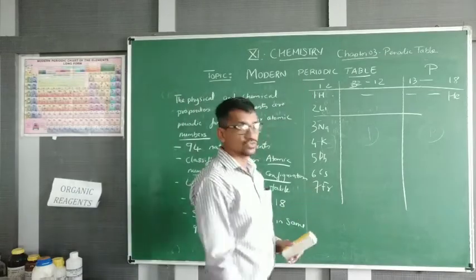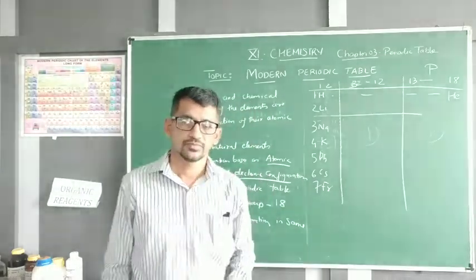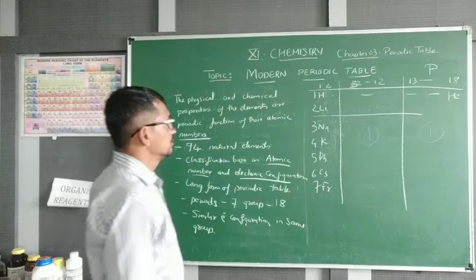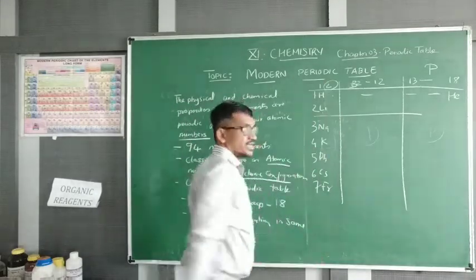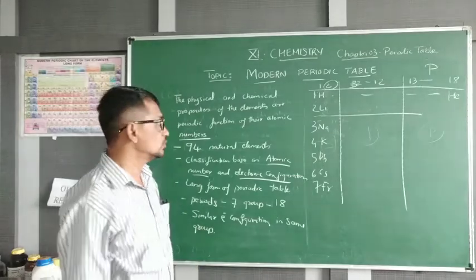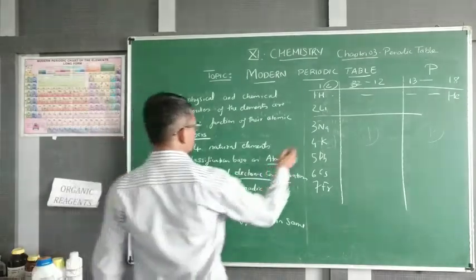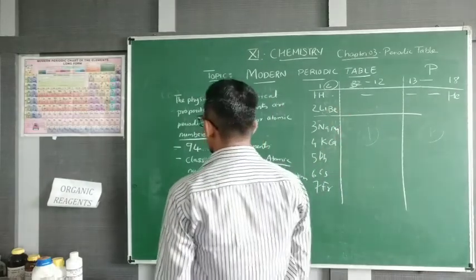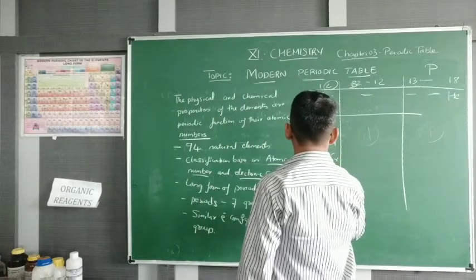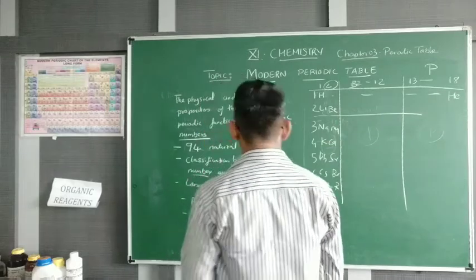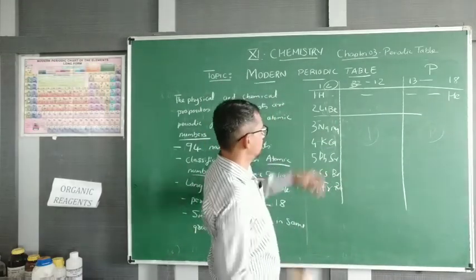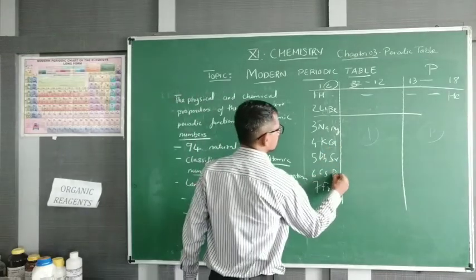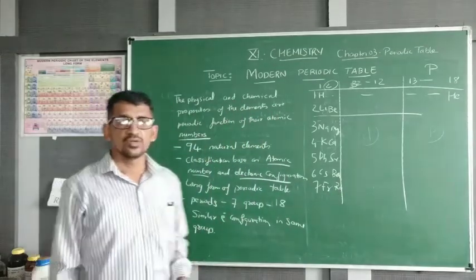The first group of the S block is known as alkali metals. Remember the name alkali. The second group is the alkaline earth metals. It has a valency of 2. It starts from beryllium, magnesium, calcium, strontium, barium and radium. Again I revise: beryllium, magnesium, calcium, strontium, barium and radium. All have a valency of plus 2.